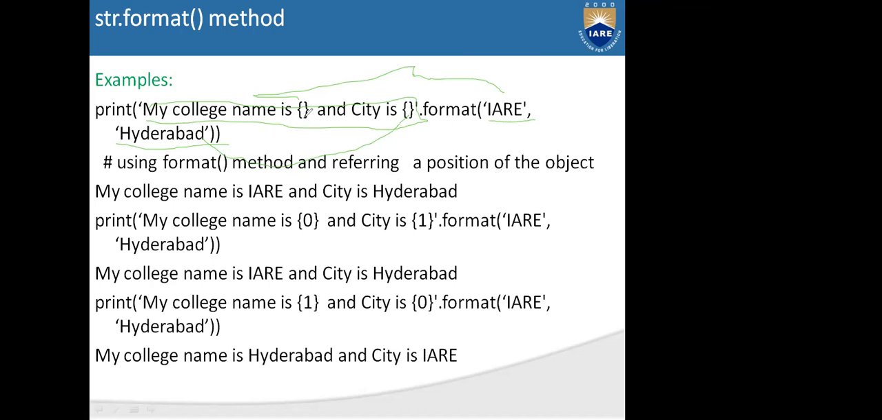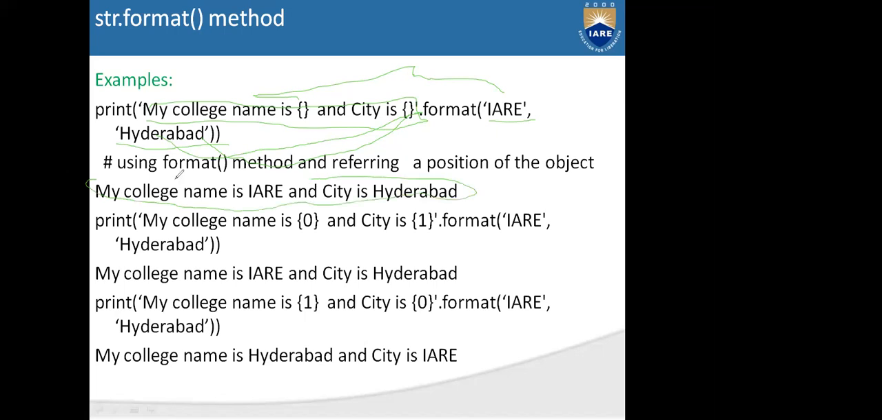What data has to be printed will be included in this format specifier actually, right? So what is the output I'll get? My college name is, what is the first one? IARE. My college name is IARE, and the city is, as this will be printed, Hyderabad, because the second argument, Hyderabad, is passed over here. So this is my output actually. So I'll get like this.